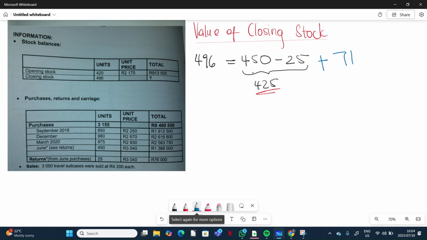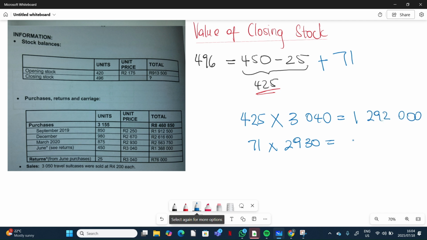So I hope that part makes sense right there. So now for our closing stock, the 496, we know that we have what? We have 425 units from the June purchases, which is what? 340, right? And it's going to give us an amount. Then we're going to come back again and take the 71 units. And the 71 units was the stock from March. And for March, we bought it for 2,930, right? So if we do our maths, 425 times 340, what do we get? We get 1,292,000, right? That's how much we get.